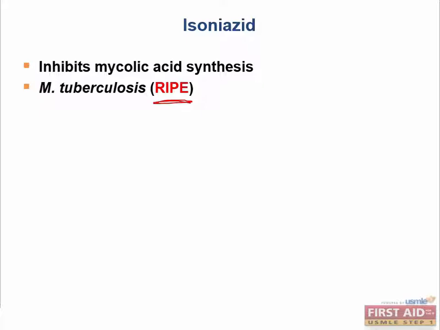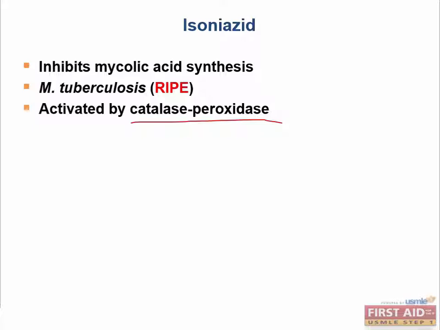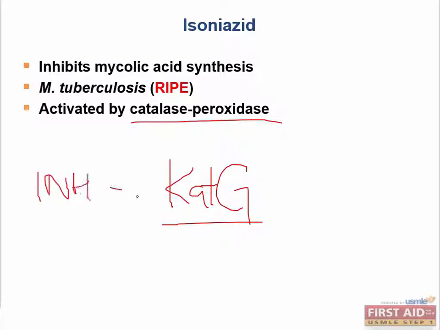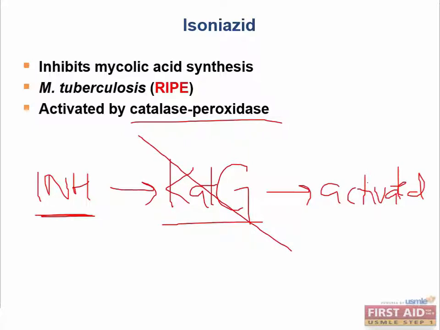In order to be effective, INH requires conversion to its active form by catalase peroxidase. The catalase peroxidase is encoded by gene CatG. So INH goes through the product of CatG to become activated. Mycobacterium tuberculosis can become resistant to INH when it mutates its CatG and has no catalase peroxidase. The organisms that do not have CatG are unaffected by isoniazid because isoniazid has no way of becoming activated.